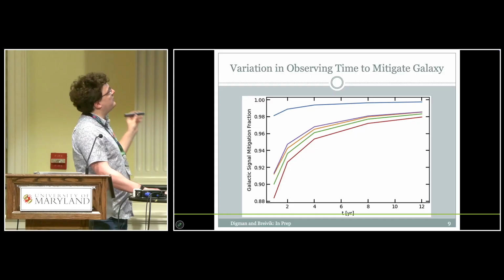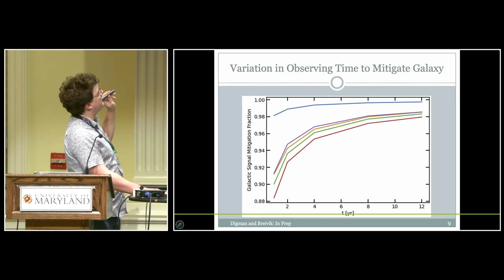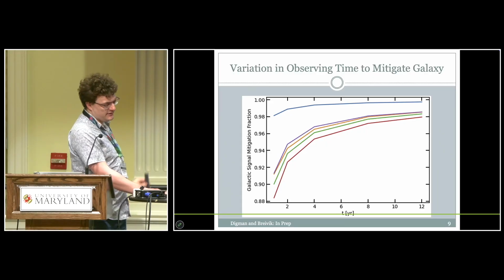And then you can also do, so this is what I was saying, the variation in the time it takes to fully mitigate the galaxy. So that one particular one is essentially almost 100% mitigated by the end, or maybe 99.5%. And then the others are perhaps more realistic.